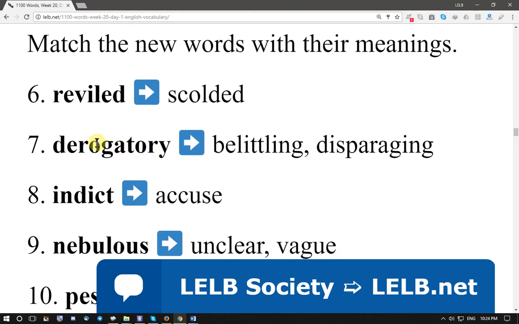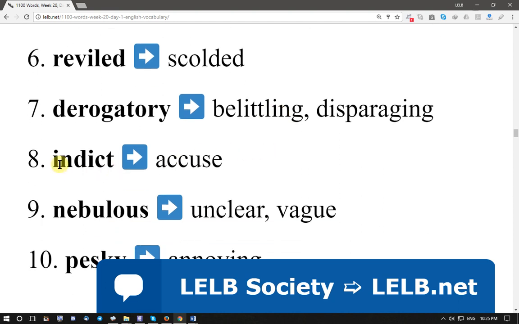Next word is derogatory. Derogatory is British, derogatory is American. Means belittling and disparaging. For example, derogatory statement, remarks. They are intended to shatter or destroy somebody's reputation.